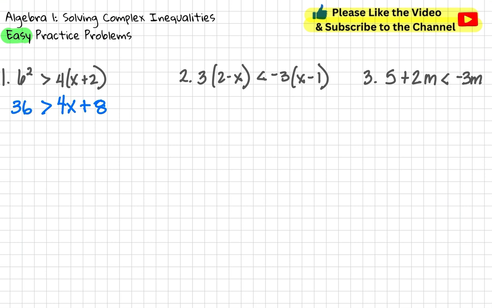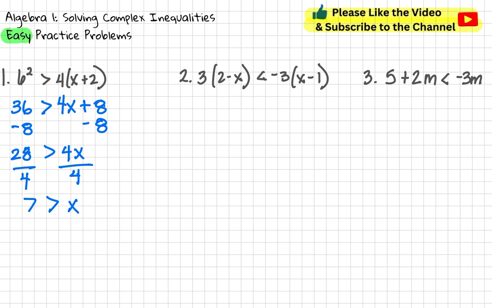Then we're going to try to isolate the variable. So that means we want it by itself. So if we have a positive 8, we're going to subtract 8. That's going to give us 24. I apologize, 28 is greater than 4x. And then to isolate even more, since it's multiplied, we're going to divide by 4. That's going to give us 7.